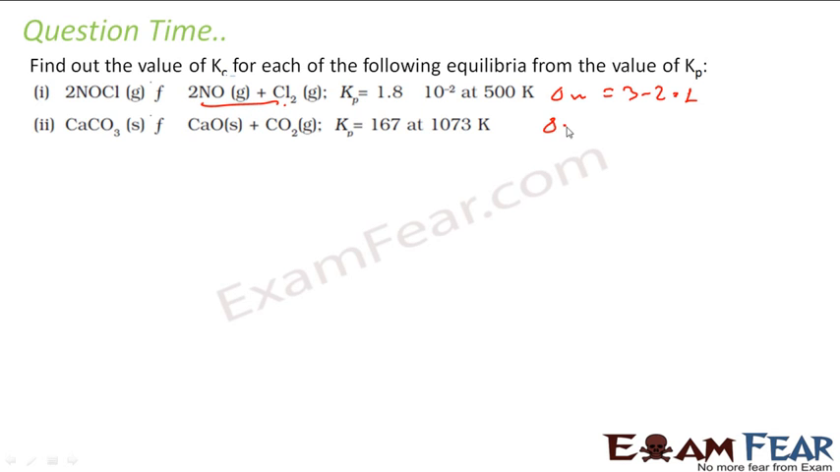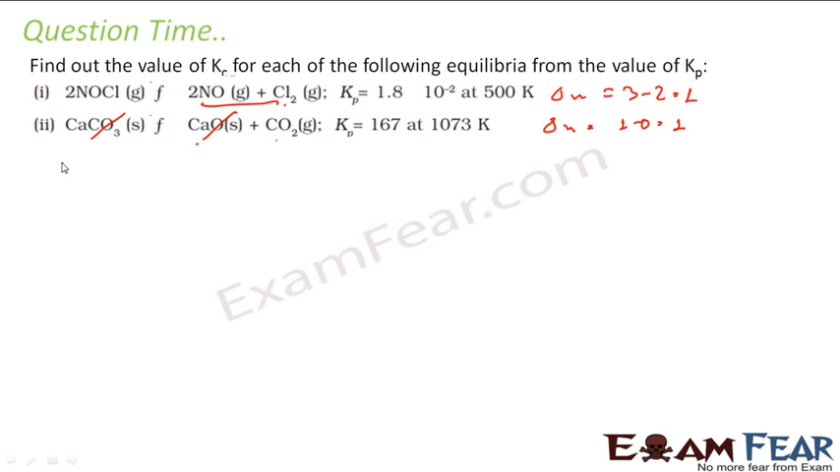In this case, delta n is what? 1 plus this solid we can ignore, will not take this. And this also will not take. Delta n will be 1 minus 0, that is 1. So in both cases, delta n is 1. So let's try to solve the question now.